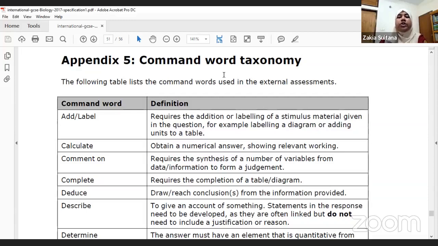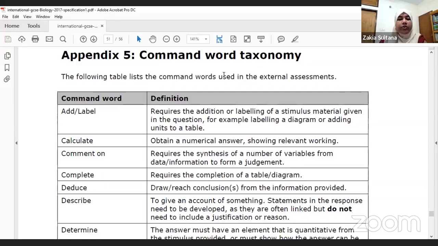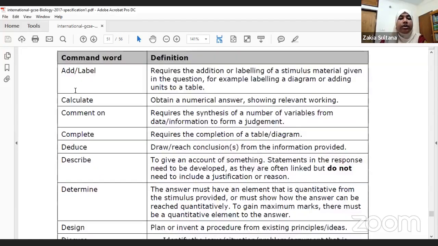No. So how do you know when to write what? So when we do this, you can just look here. So add or label. What does that mean? Having add or label, you just need to write a single word or maybe a couple of words. So this is just adding the label. Calculate, of course, you need to do some calculation, comment on, complete.